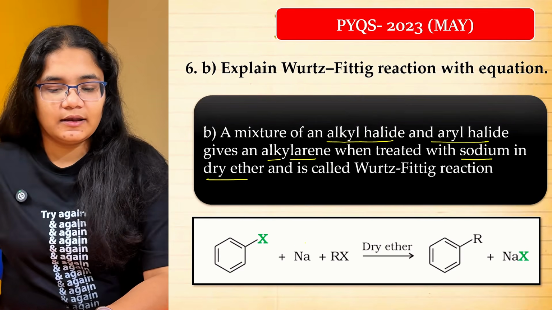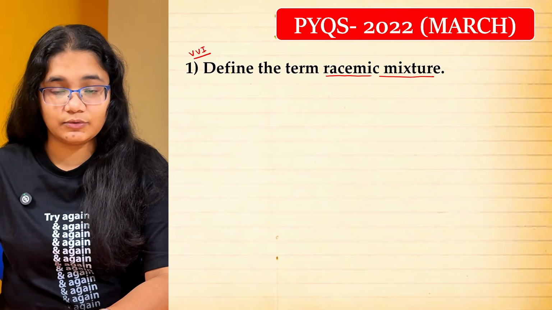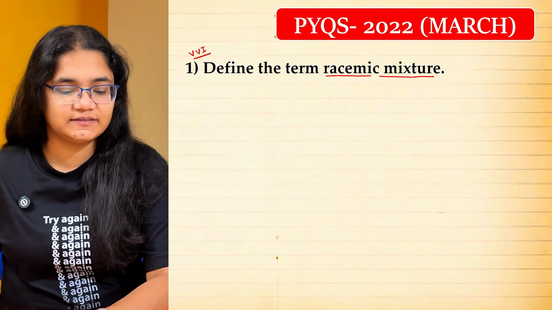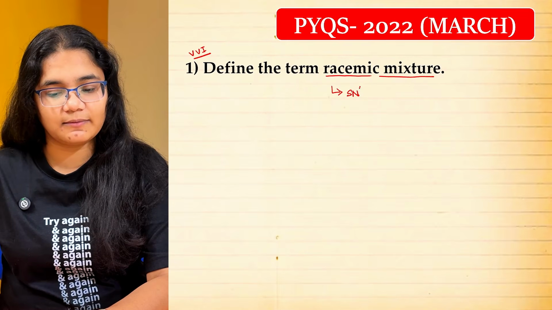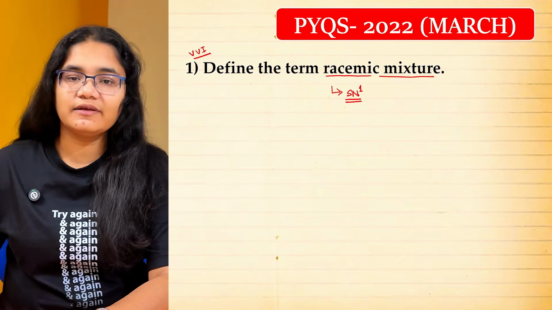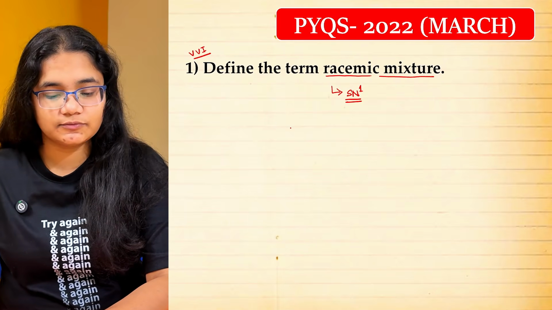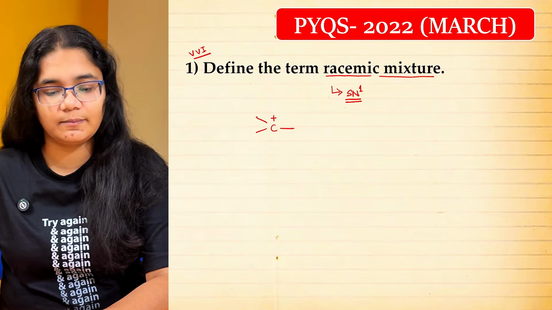Next, we'll talk about racemic mixture. This is also a very, very important question. You need to know the definition. First of all, let's understand the concept of racemic mixture. This is generally obtained in an SN1 mechanism reaction. We have already discussed the mechanism of SN1. In step 1, we get a carbocation, right? The carbocation is a planar molecule.